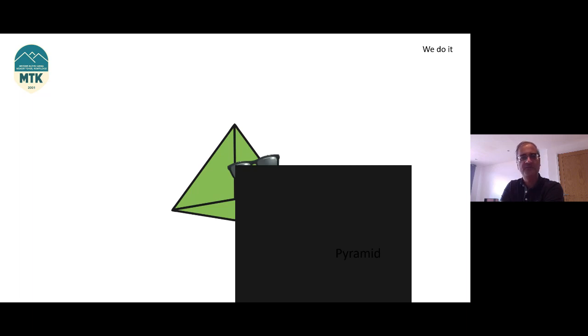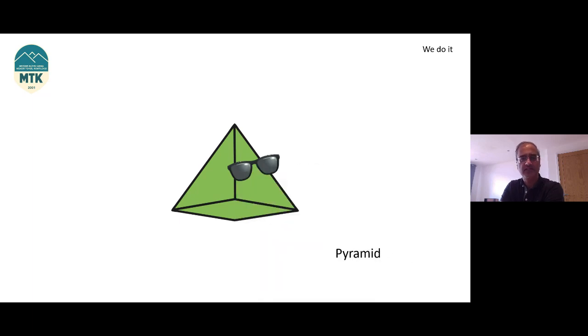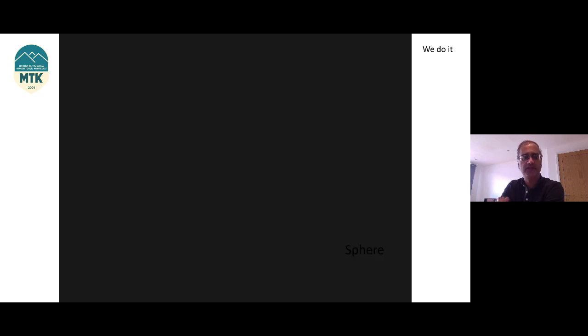Let's find out. This is a pyramid. You're correct. Yes, it has a square base and triangular faces. You're right. Think about the vertices, the edges, and the faces on this shape. You're correct, it has all of them. Okay. Should we find out about another shape? Yes, let's take a look at another shape.